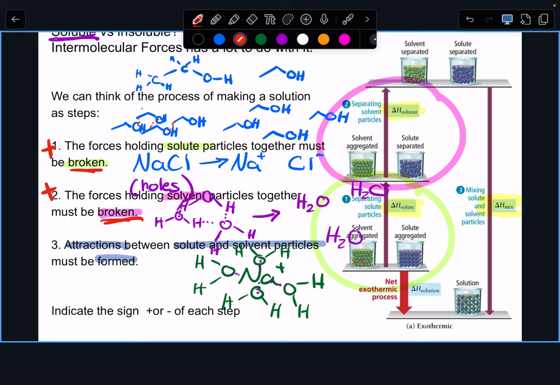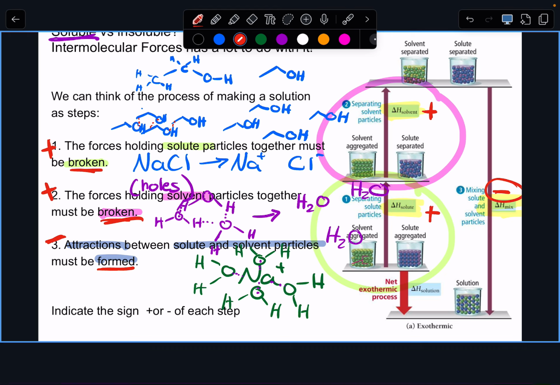Step 3, we're forming, so it should be negative. That's right. Energy is released when 2 things that are attracted to each other interact. So delta H of mixing will always be negative. So the question is, how big are these positives versus how big is that negative? The way this one is drawn, obviously the negative is much larger.